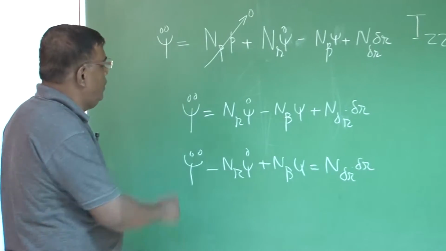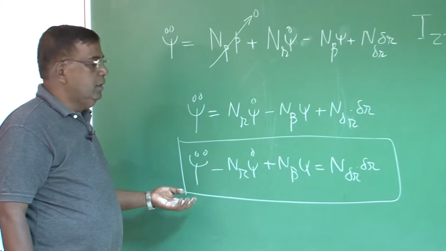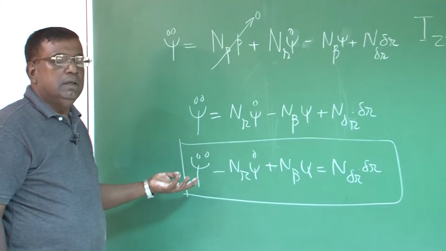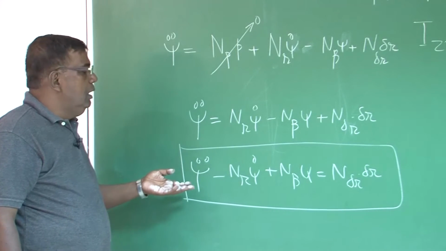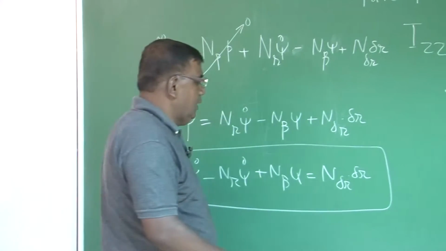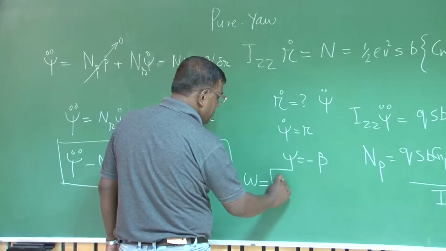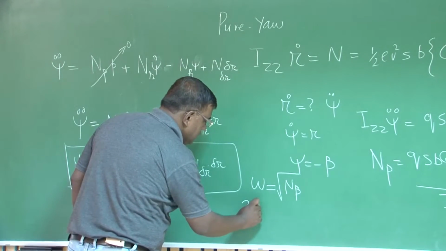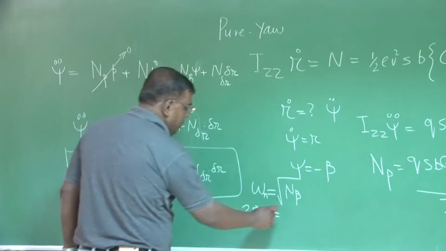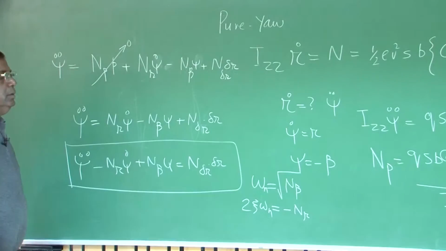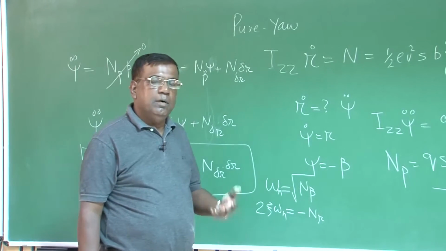Again, you see, when we are modeling pure yaw motion, we again get a second order differential equation, and the form is the same as the mass spring damper system equations of motion, and we know how to handle that. From this equation I can write omega n will be equal to the square root of N beta, and similarly 2 zeta omega n will be equal to minus Nr. Remember, for the longitudinal case it was omega n equal to minus M alpha, right.